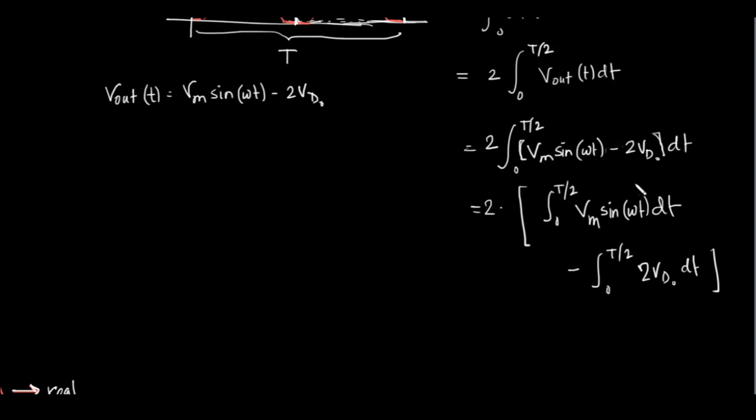So what is the value? We have already found the value of the first part. If you remember correctly, this was 2 times T by pi Vm. And what will be the second part? Well, 2 Vd naught is a constant now, so 2 Vd naught will come outside, and integrating from 0 to T by 2 dt, this will give us T by 2.